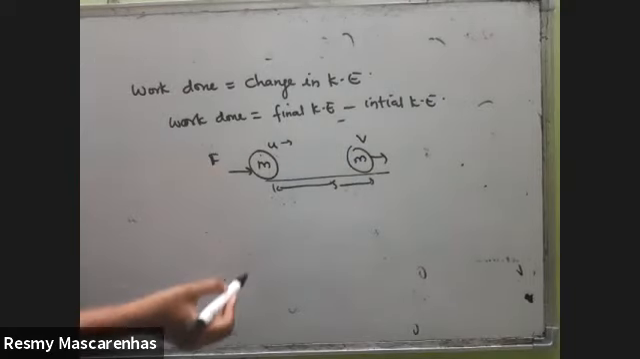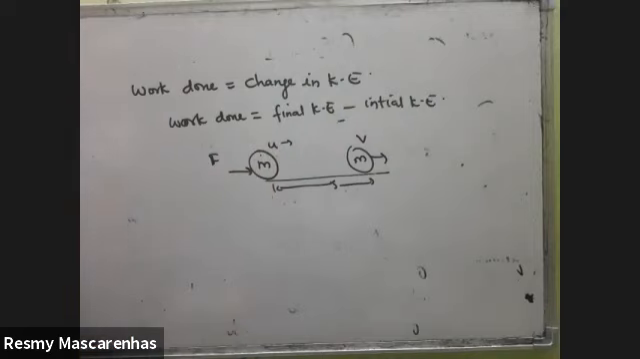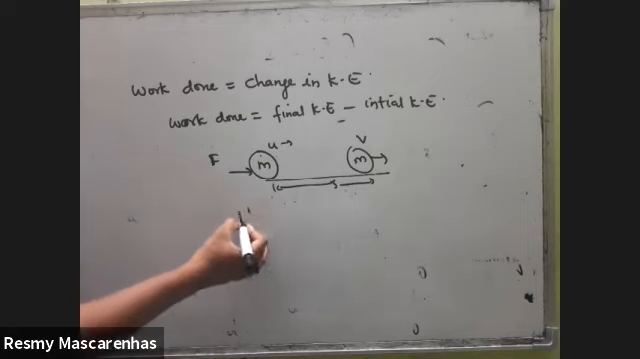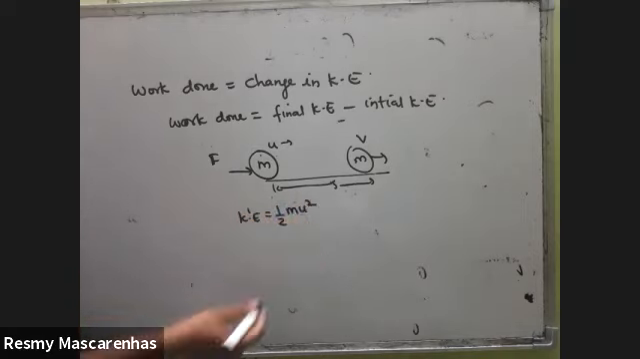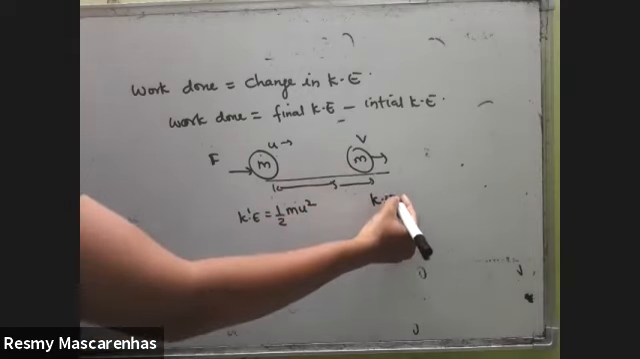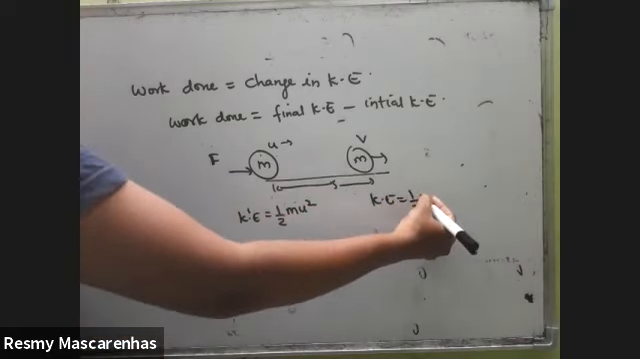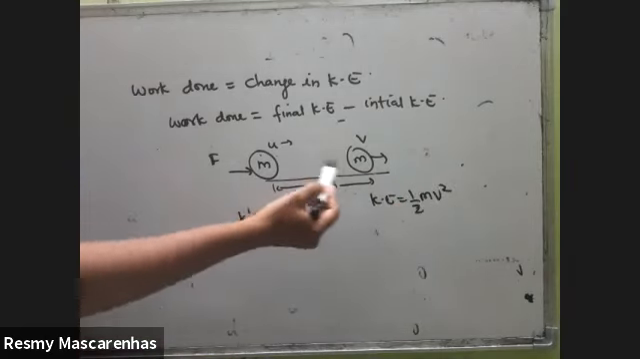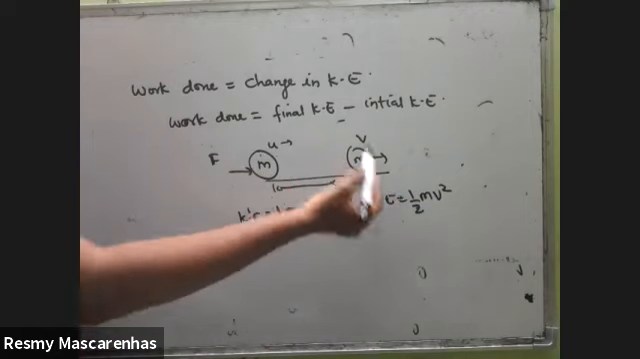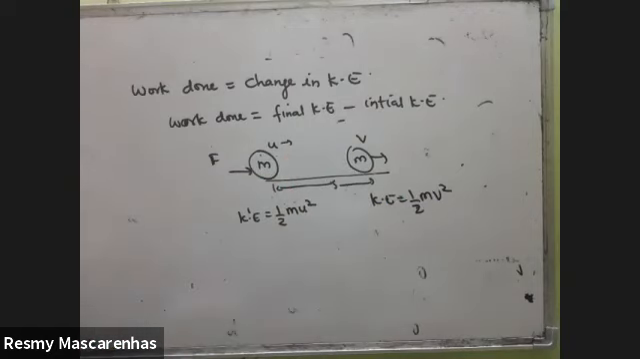As per the logic, first the kinetic energy will be half m u square, and then the final kinetic energy will be half m v square. So the total work done would be the final kinetic energy minus the initial kinetic energy. We'll prove this. There's one derivation.